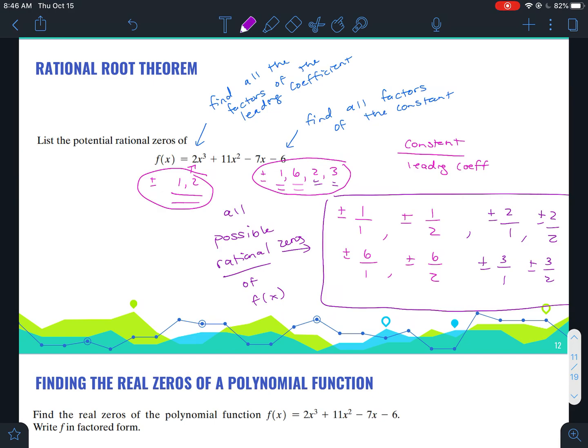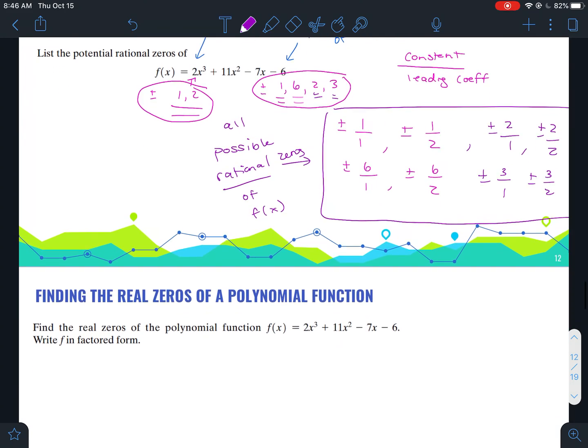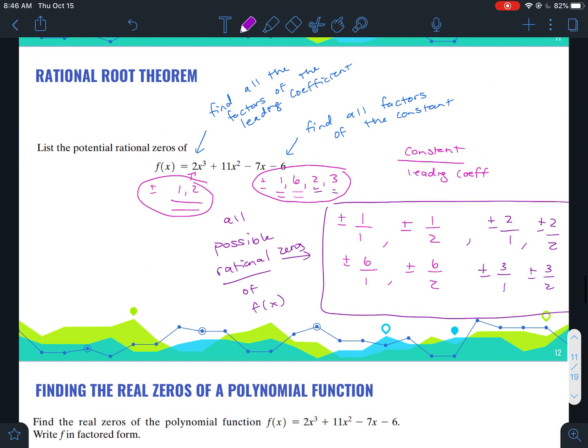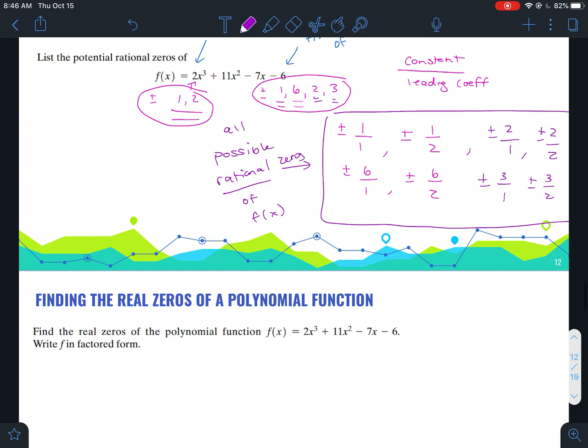Does that mean all of them work? No, but they are all of the possibilities. So if we wanted to actually go through and figure out which one of those worked, we could use synthetic division. So I could test, right? So I have 1 and negative 1 as possible zeros. So I would test those. So you could test using synthetic division.